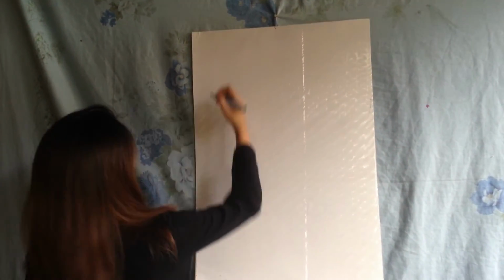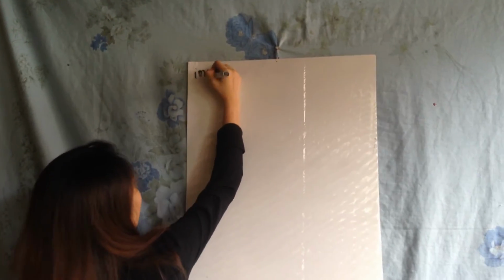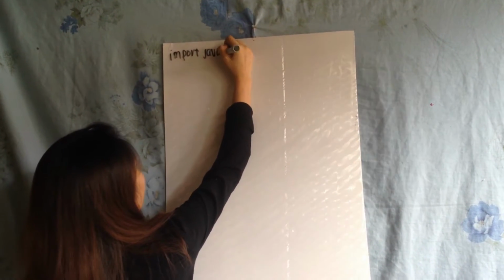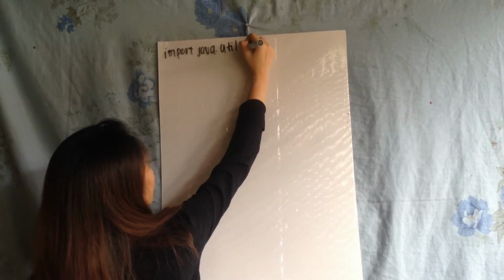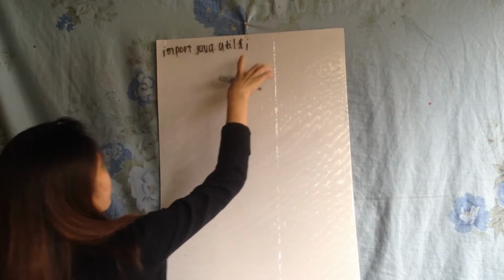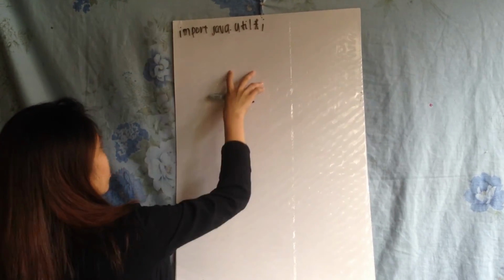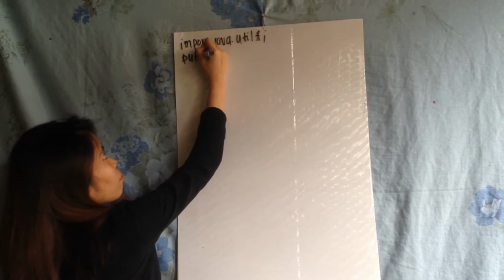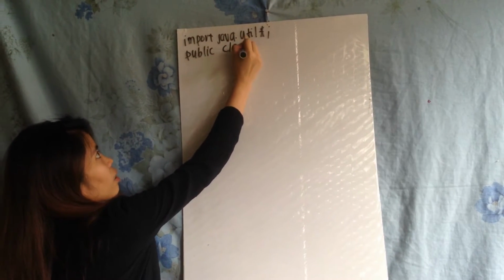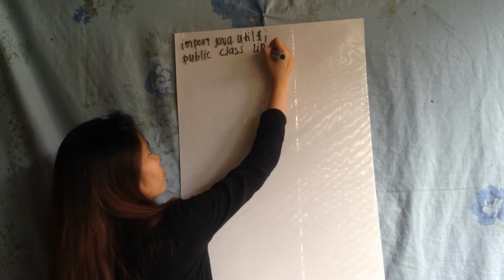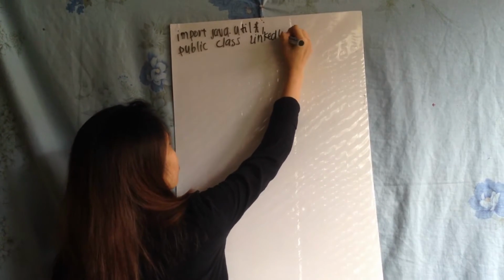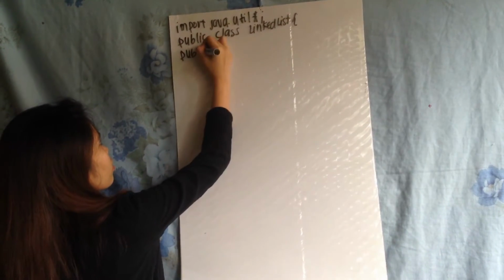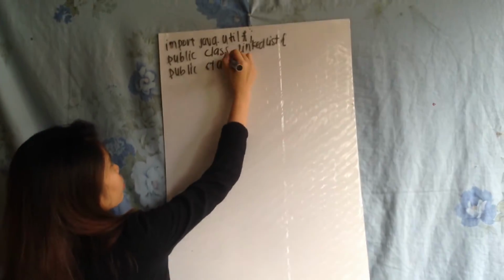Una, gagamit tayo ng import. Gamit tayo nito para matawag natin yung mga codes. And isa din siyang library. So, the next one is public class. Yung public class natin, papangalanan ko siyang LinkedList na lang. Tapos, public static.